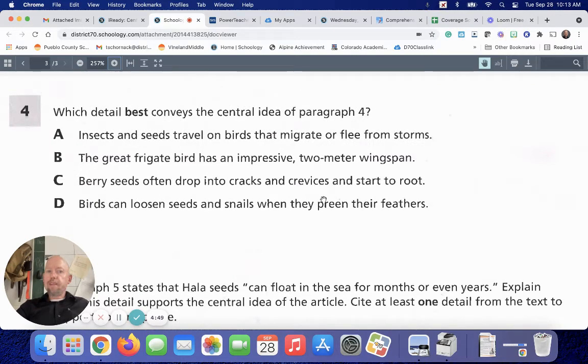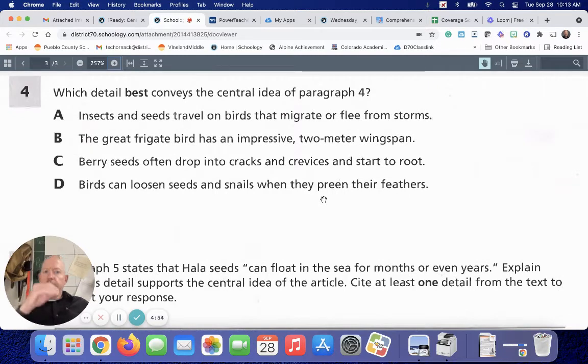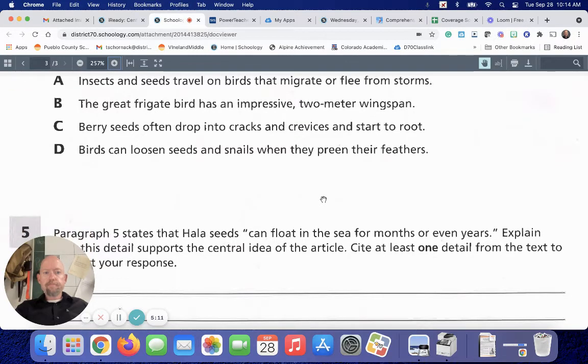4, which detail best conveys the central idea of paragraph 4? A, insects and seeds travel on birds that migrate on flights from storms. B, the great frigate bird has an impressive 2-meter wingspan. C, berry seeds often drop into cracks and crevices that start to root. D, birds can loosen seeds and snails when they preen their feathers.